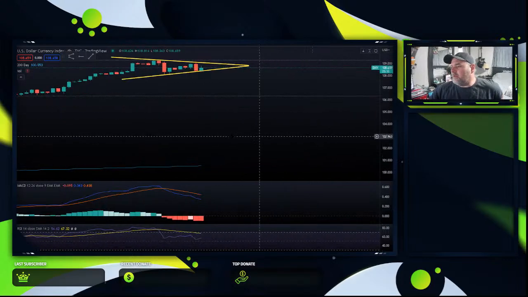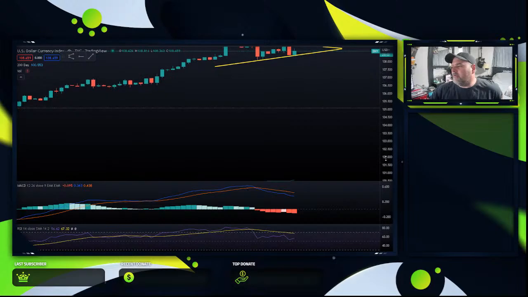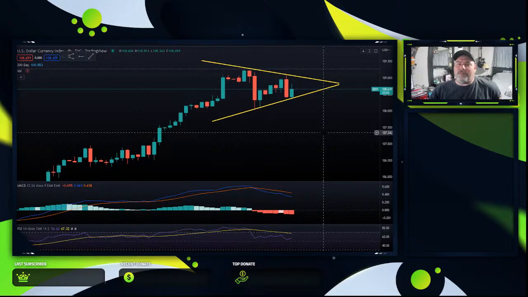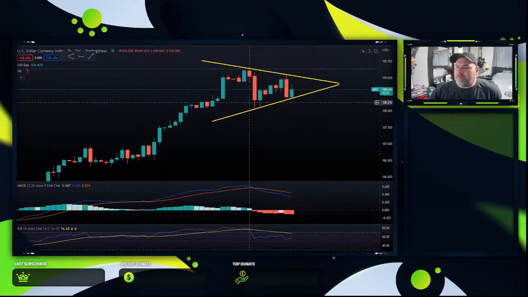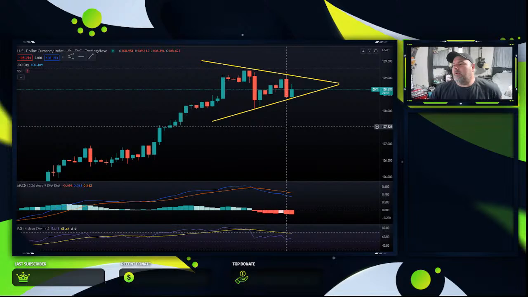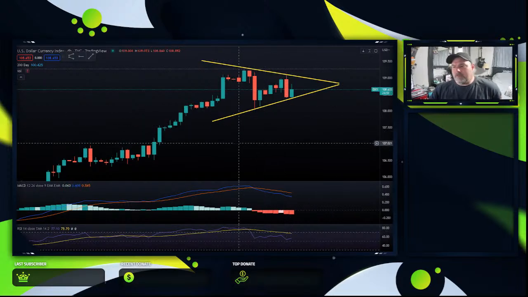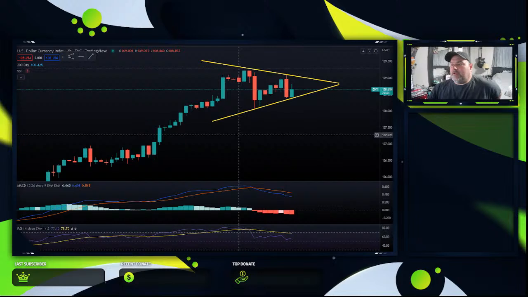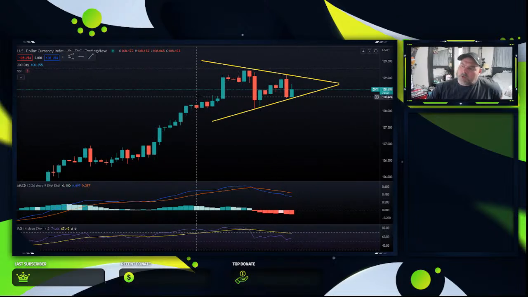Right now, I've got the DXY, and that is the dollar index against a basket of other currencies pulled up on the 4 hour chart. And you can see, if you don't know, it's like a little triangle. It's a symmetrical triangle, and I've got it charted here. Typically, I don't know the exact percentage, I think it's like 78% of the time, they tend to want to break in the direction of the overall trend. It's a continuation pattern. And you kind of have to start off with basics.